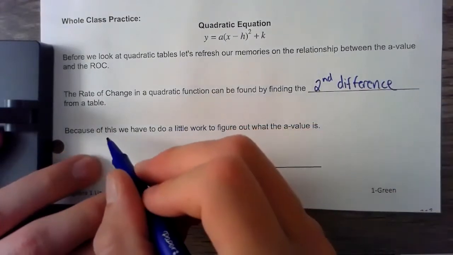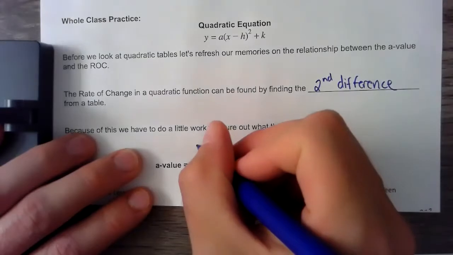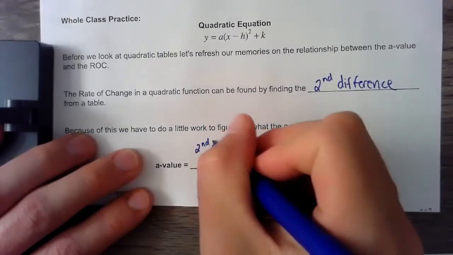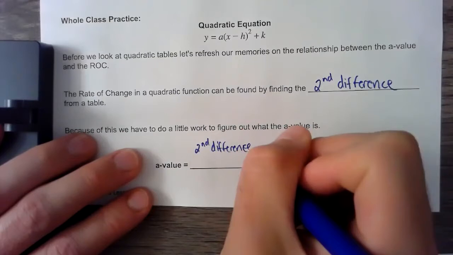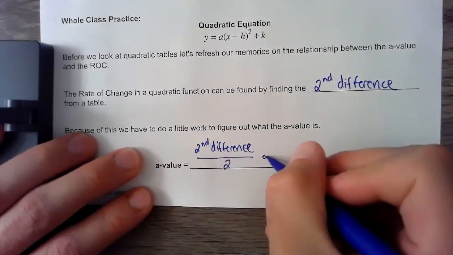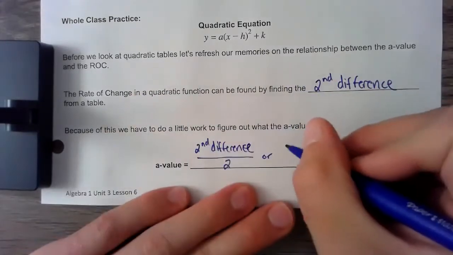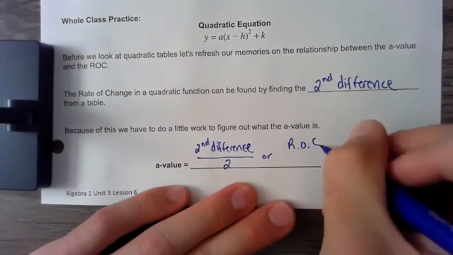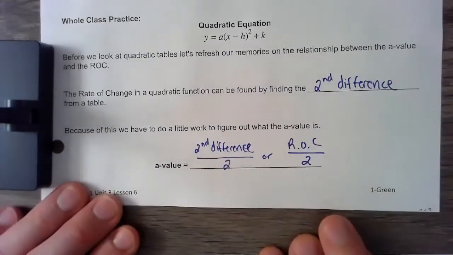So the a value is going to be the second difference divided by 2. Or, since this second difference helps us describe the rate of change, and it's how we find it in the table, we can just say the rate of change divided by 2. And now it'll give us this A value, right?